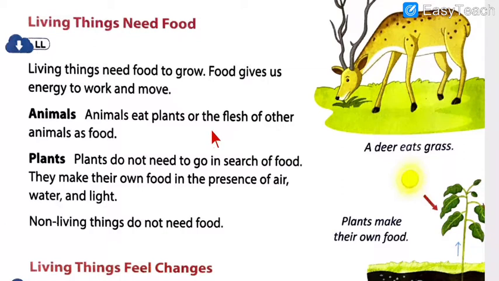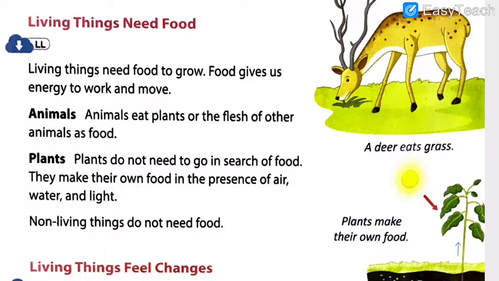Animals eat plants or flesh of other animals as food. Now students, as you have already studied, a few animals are herbivores, they only eat plants. Few are carnivores, they only eat the flesh of other animals. They hunt the other animals. Whereas a few are omnivores, they can eat plants as well as the flesh of other animals. So this is the eating habit of animals.